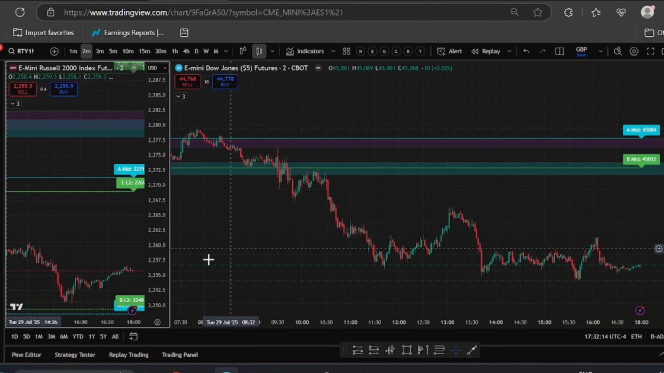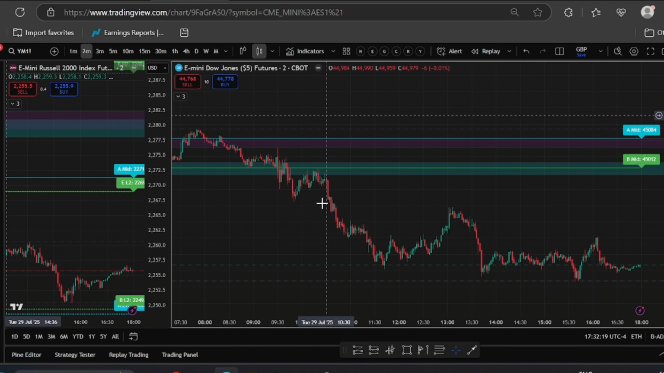Okay, so the purple zone was provided at 9 a.m. and you can see the price couldn't cross the zone, couldn't break the zone. Then you can see below the zone you short. So again, the purple one provided at 9, and this one is provided at 10.